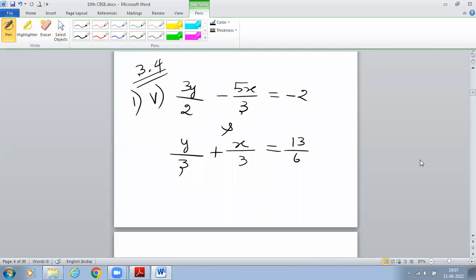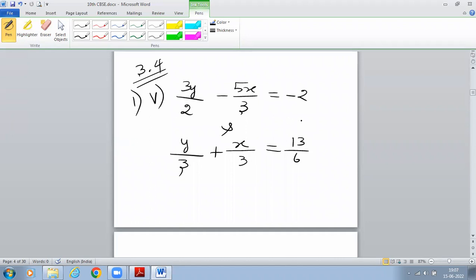Now what you have to do is, for these two given equations, we have to solve them by the elimination method as well as the substitution method. By both methods we have to solve. So first we'll do it by the elimination method, then by the substitution method. And in both methods we'll get the same answer.